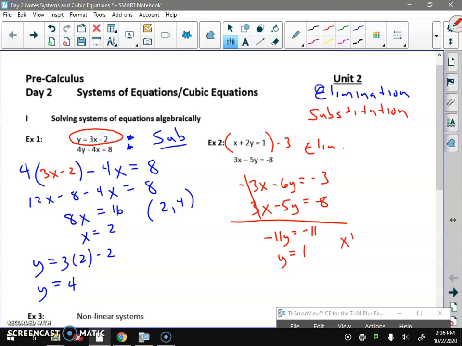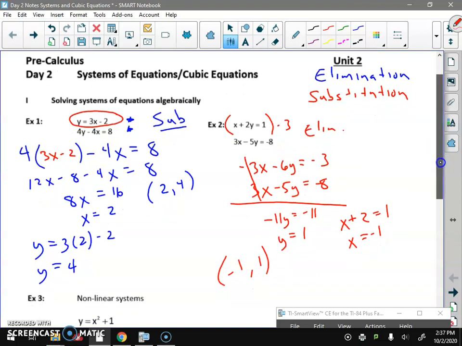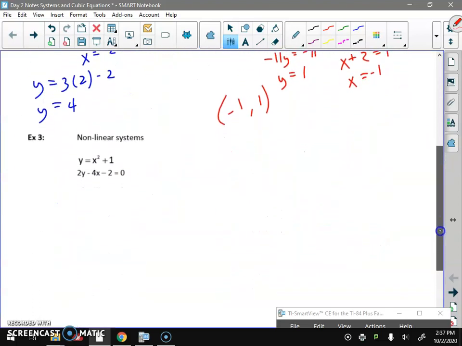I've got to still plug in. y plus 2 equals 1. I'm sorry, x plus 2 equals 1. x equals negative 1. Again, the ordered pair (negative 1, 1) is the only point that would work in both, or if I graph them, they would intersect at that point, (negative 1, 1).